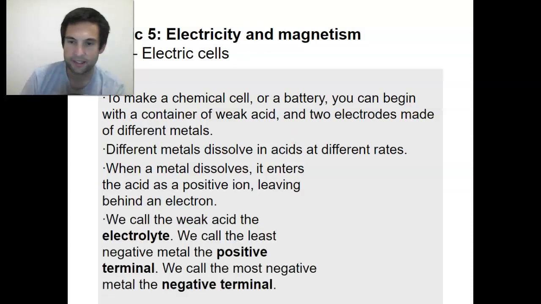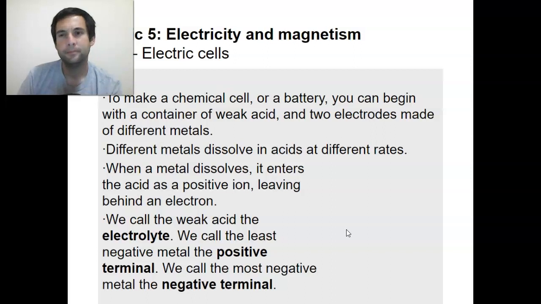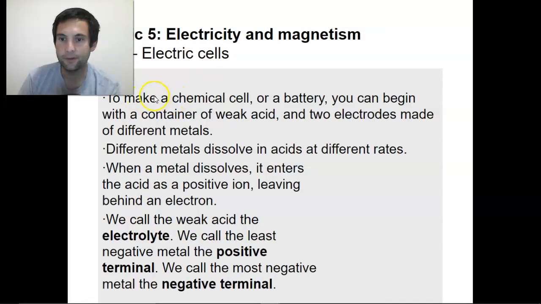We call the weak acid the electrolyte. We call the least negative metal the positive terminal. We call the most negative metal the negative terminal. Okay. The big thing to pull away from all of this information is that the least negative metal is the positive terminal, and the most negative is the negative terminal.